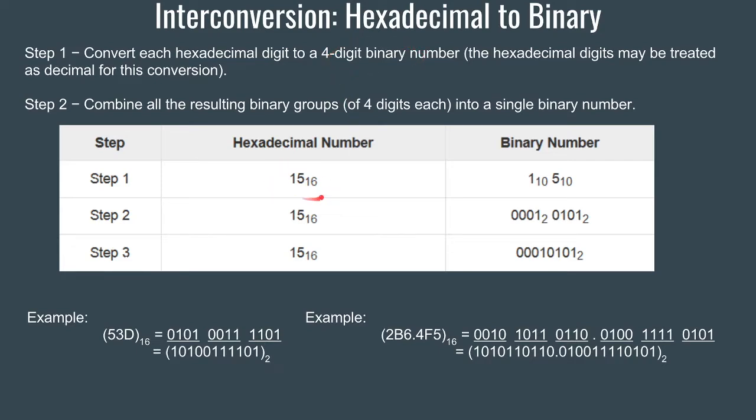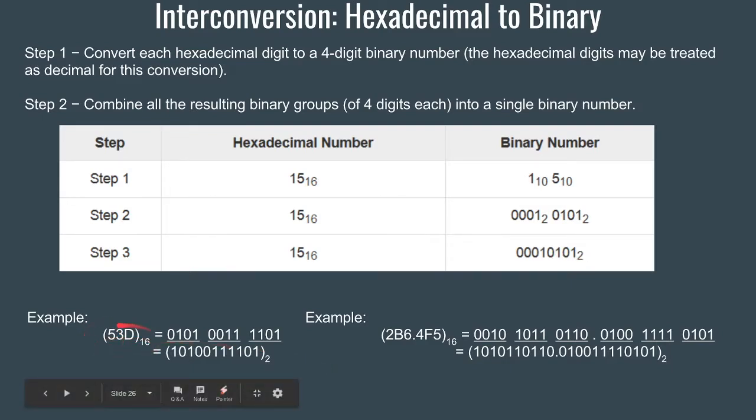Let's take a look at this example. We have 15 base 16. So we will first convert this 1 into its binary form. So we get 0001, and 5 is 0101. Now we merge this entire thing into 1 to get 0001 0101. We can obviously eliminate these 3 stray zeros. Therefore, the equivalent binary number is 10101.